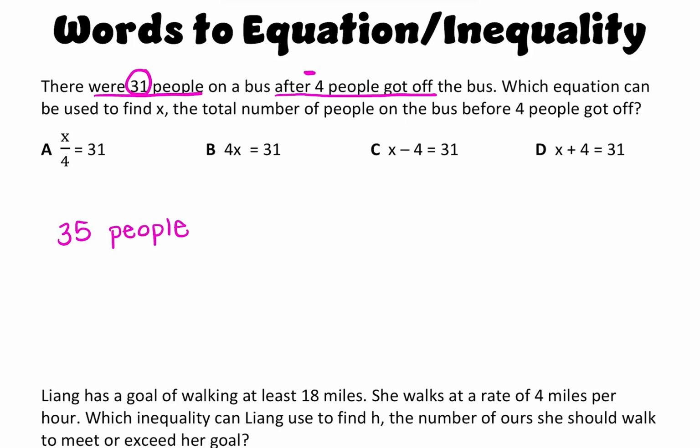So which equation can be used to find X, the total number of people before? So we know that's 35, so let's just see which one makes sense. So if I plug in 35, am I going to be dividing those people to get 31? That doesn't make any sense. Okay, 4 times 35. Am I making groups of 35 people? No, I'm not. Okay, 35 take away 4. That does make sense because 4 people got off, so I'm taking them away. And then 35 plus 4. Are people getting on the bus? That would be plus. So that's definitely not it either. So C would be my answer.